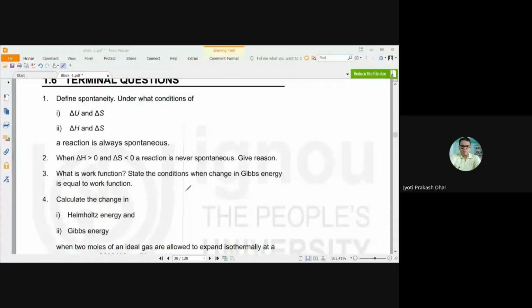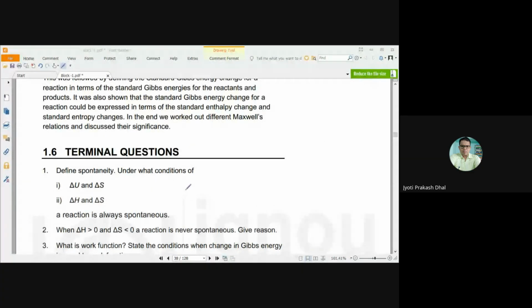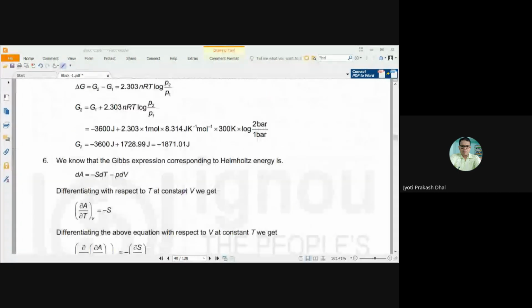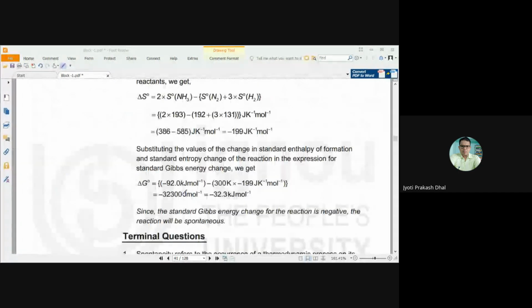Exactly similar types of numerical questions will come in your semester examination, and if you solve all the questions given in your study material, you can easily appear for the semester examination.